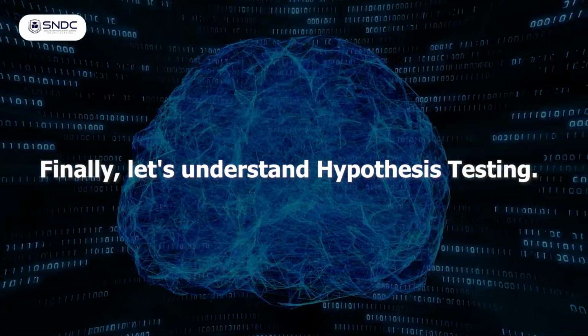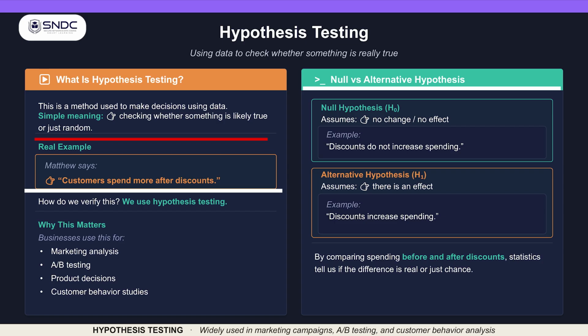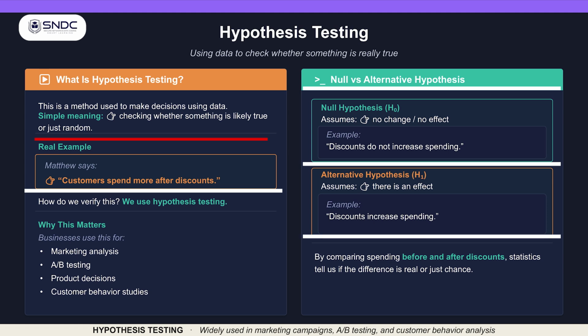Finally, let's understand hypothesis testing. Businesses constantly make assumptions. Matthew believes that offering discounts increases customer spending. But how can we verify that? This is where hypothesis testing comes in. We begin with the null hypothesis, which assumes there is no effect. In this case, it says discounts do not increase spending. Then we have the alternative hypothesis, which suggests that discounts do increase spending.